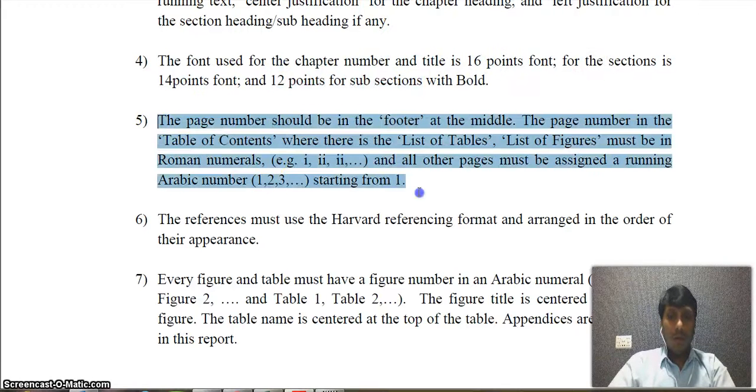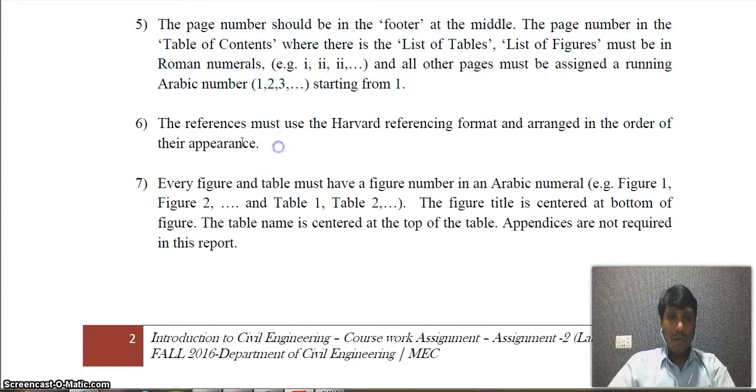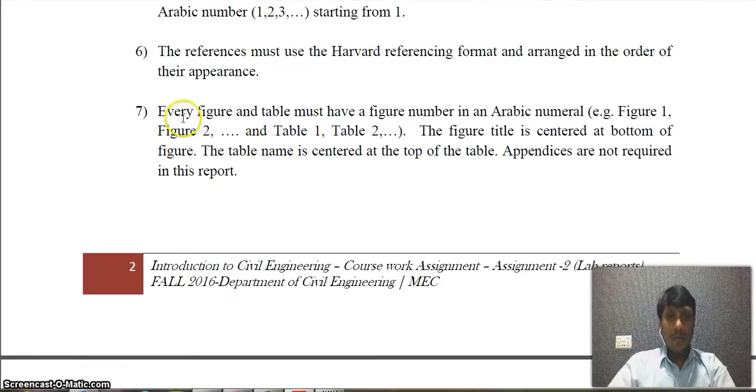How you have to write page numbers, list of tables, list of figures, and how you have to use Roman numerals, this is very important. The references must use the Harvard referencing format and be arranged in order. I will try to upload a guideline on how to write Harvard references on the Moodle as soon as possible. Then how to write figure numbers and table numbers: the figure title is centered at the bottom of the figure, and the table name is centered at the top of the table.